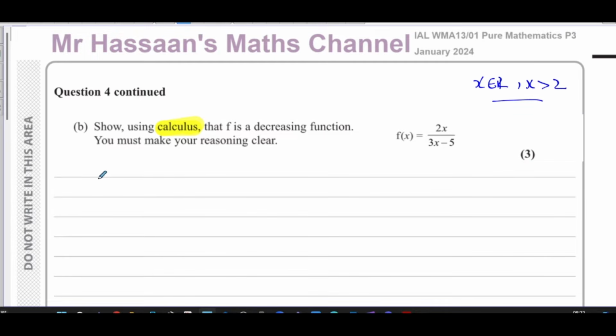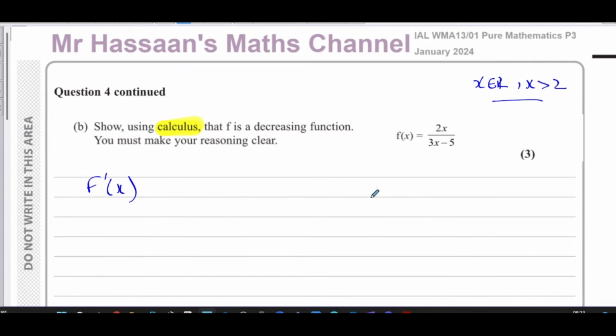Now, we could do this by sketching if we wanted to, but we can't in this particular case because it says show using calculus. That means you have to show using the gradient function, using differentiation. So we have to take this expression and find what f dash of x, the differential of it, is.